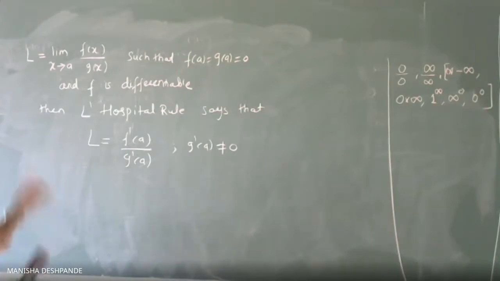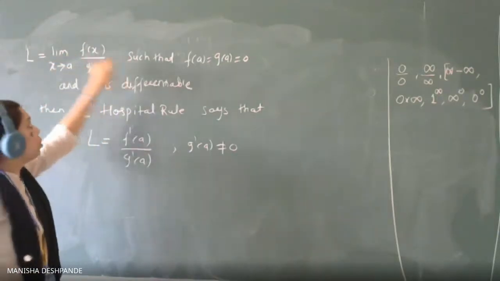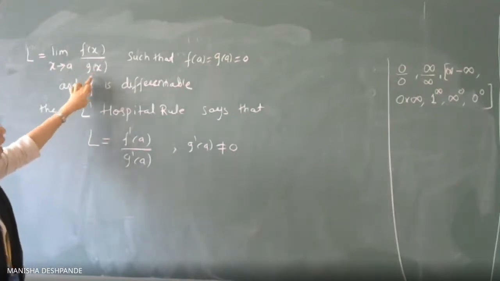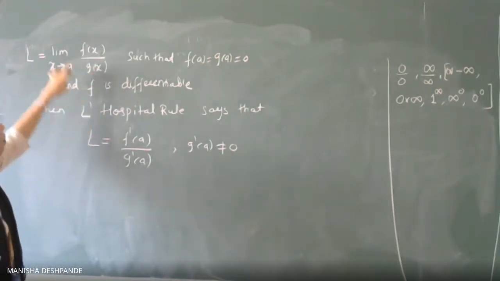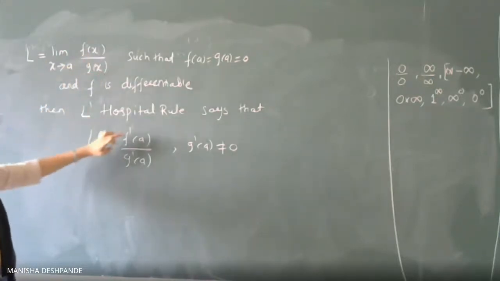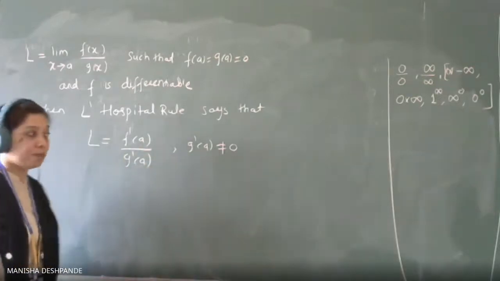This is the rule. I'll repeat once again. Limit as x tends to a of f of x by g of x. If both f of a and g of a are 0 as x approaches a, then L'Hospital rule says that apply derivative of f and derivative of g and put x is equal to a. That will be your final answer if g dash of a is non-zero.